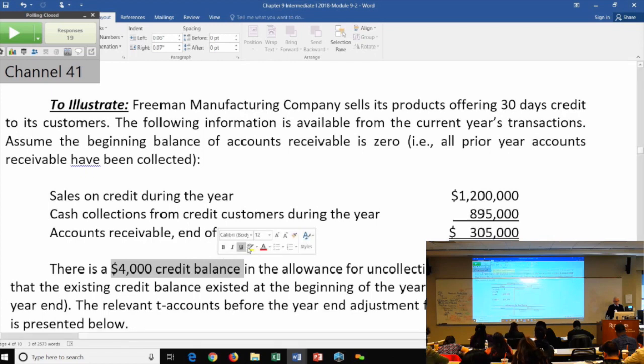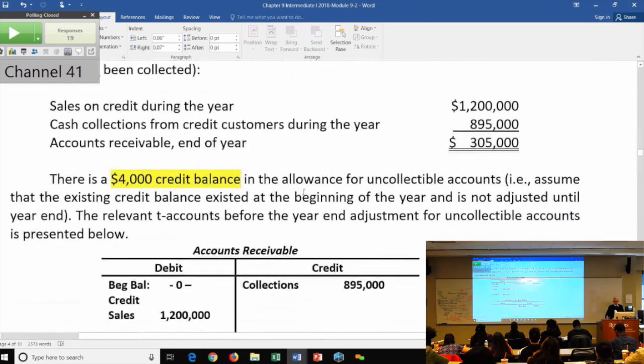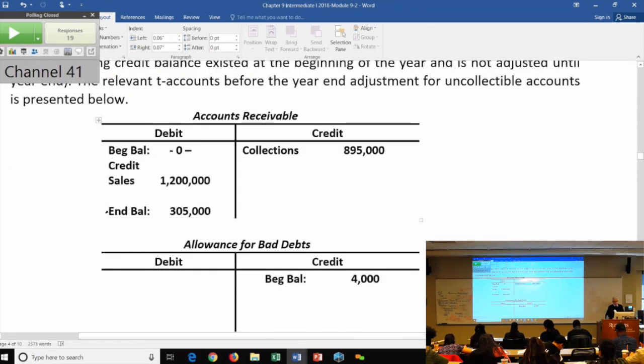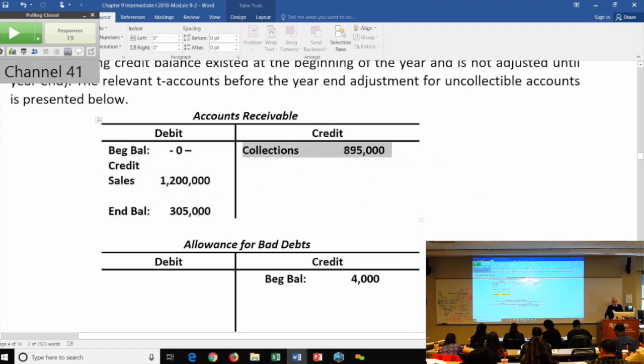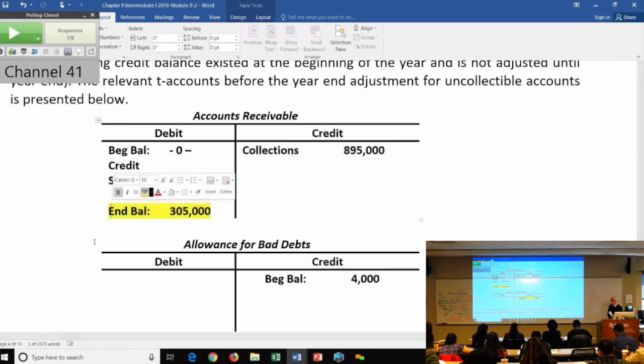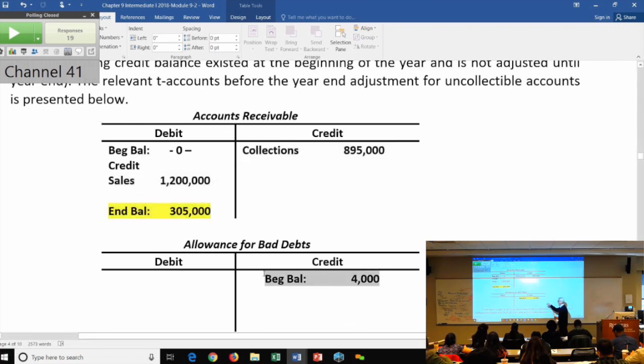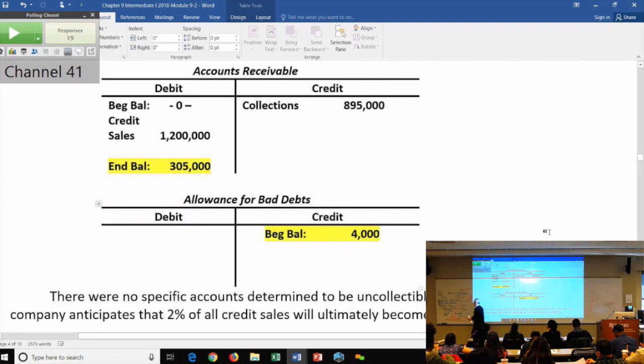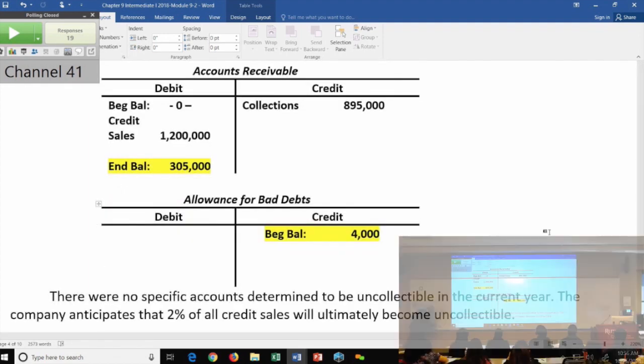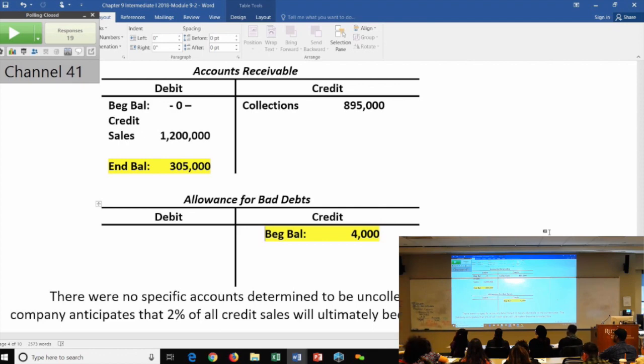So here's the way the T accounts look. You've got no beginning balance, you got sales of 1.2, you collected 895, your ending balance is 305. Bad debt allowance sitting there at 4,000. So the cash realizable value, or the net realizable value in this case, before the adjustment, is 301.